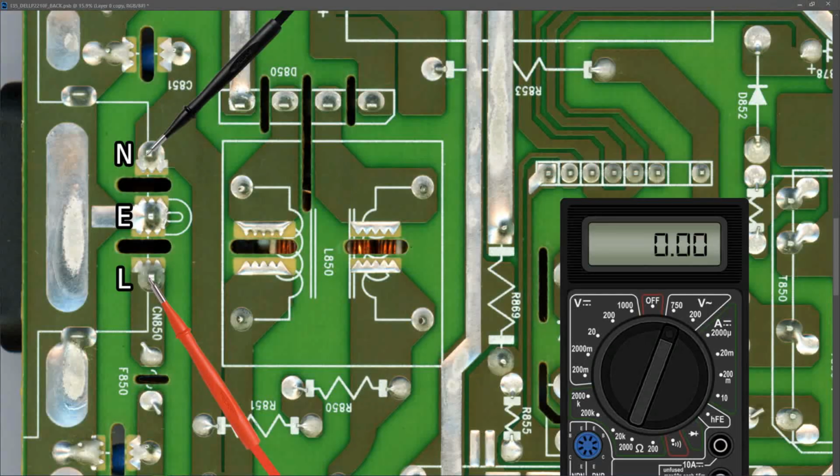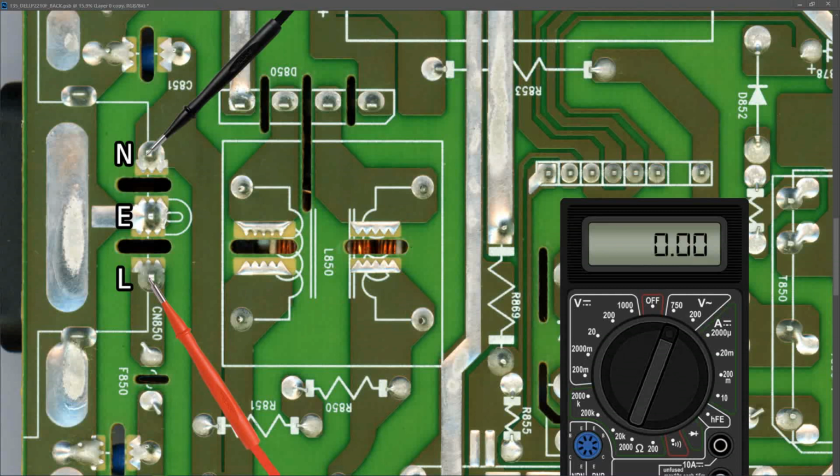So we're measuring 0 volts across our live and our neutral. What does this mean? Well, what it means in this scenario is the fuse in the plug was actually blown. When I replaced that fuse and plugged it in, the monitor started working again. So at this point, I'm going to flip this from a repair into a tutorial.